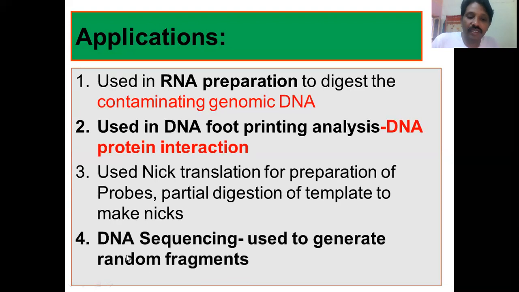And the last one is DNA sequencing, to make fragments. If you have very big fragments, those big fragments cannot be sequenced. You need smaller fragments. So if you do partial digestion of your DNA of interest with DNase I, you get smaller fragments, like 2 kb to 3 kb. Such DNA fragments can be used for DNA sequencing through Sanger's method.